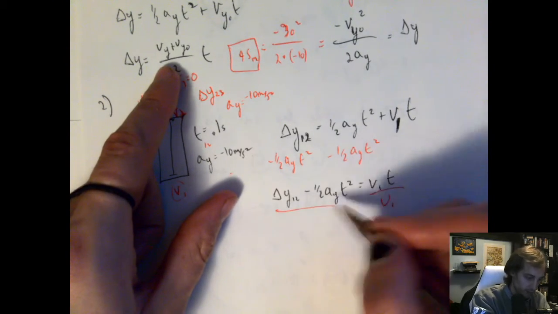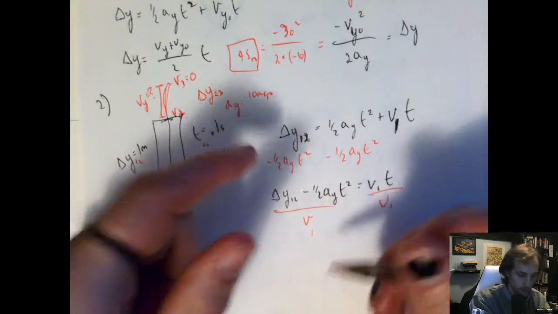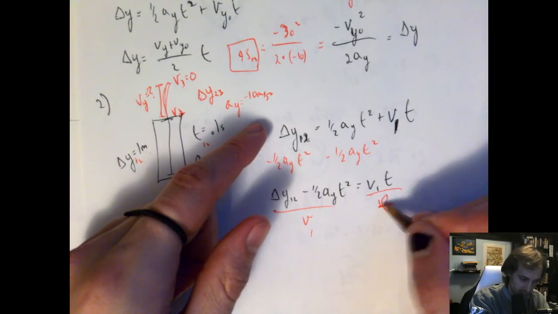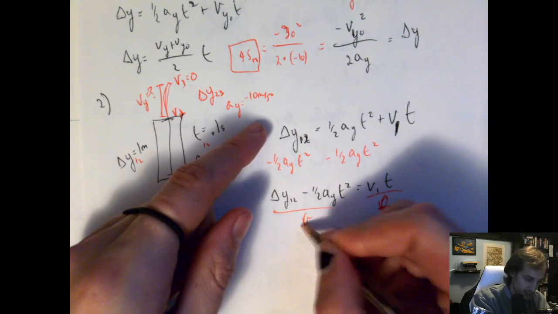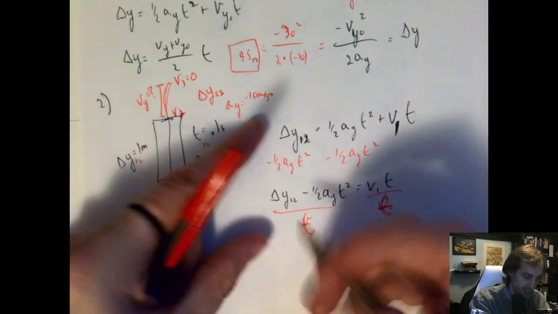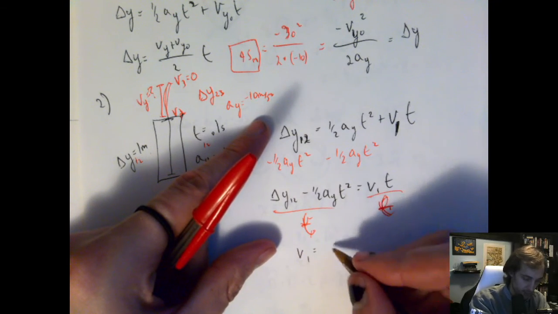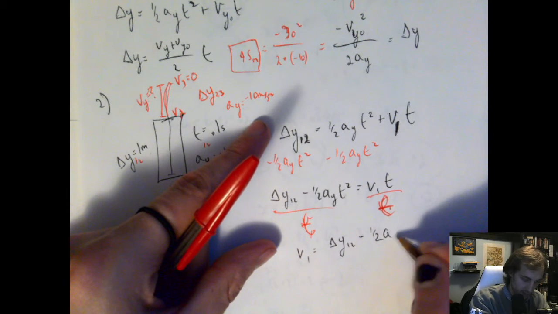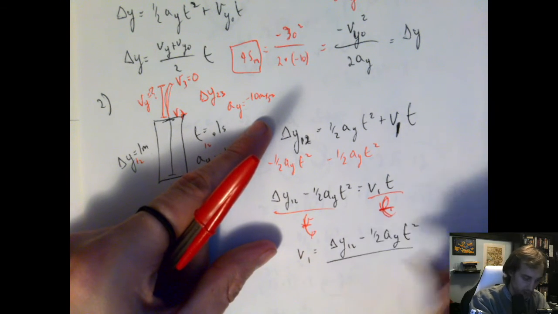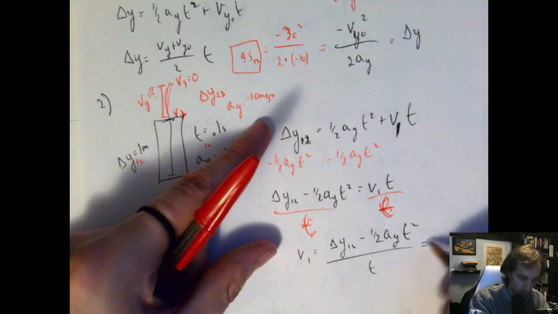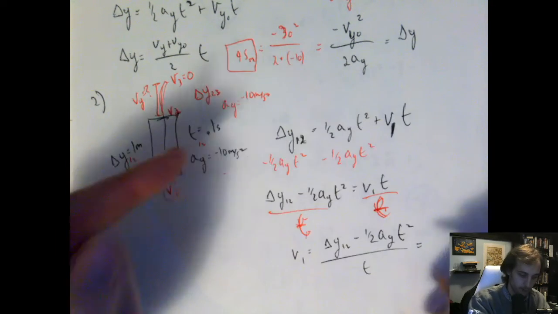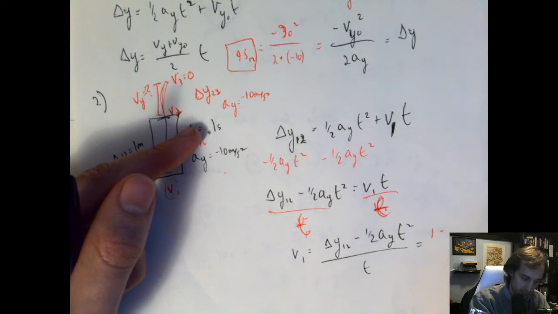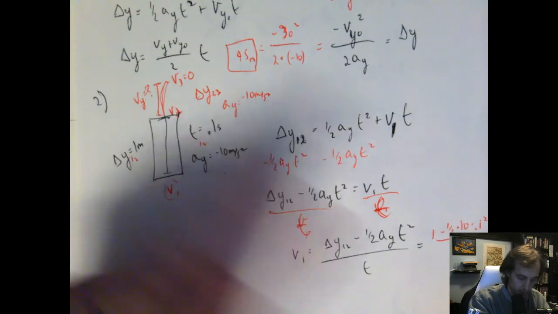Divide each side by v1. That's what we're looking for. Divide each side by t. I'm so used to solving for time. And we get v1 equals delta y12 minus 1/2 a_y t squared, divided by t. Throw our numbers at it, and we'll get 1 minus 1/2 times 10 times 0.1 squared, all divided by 0.1.